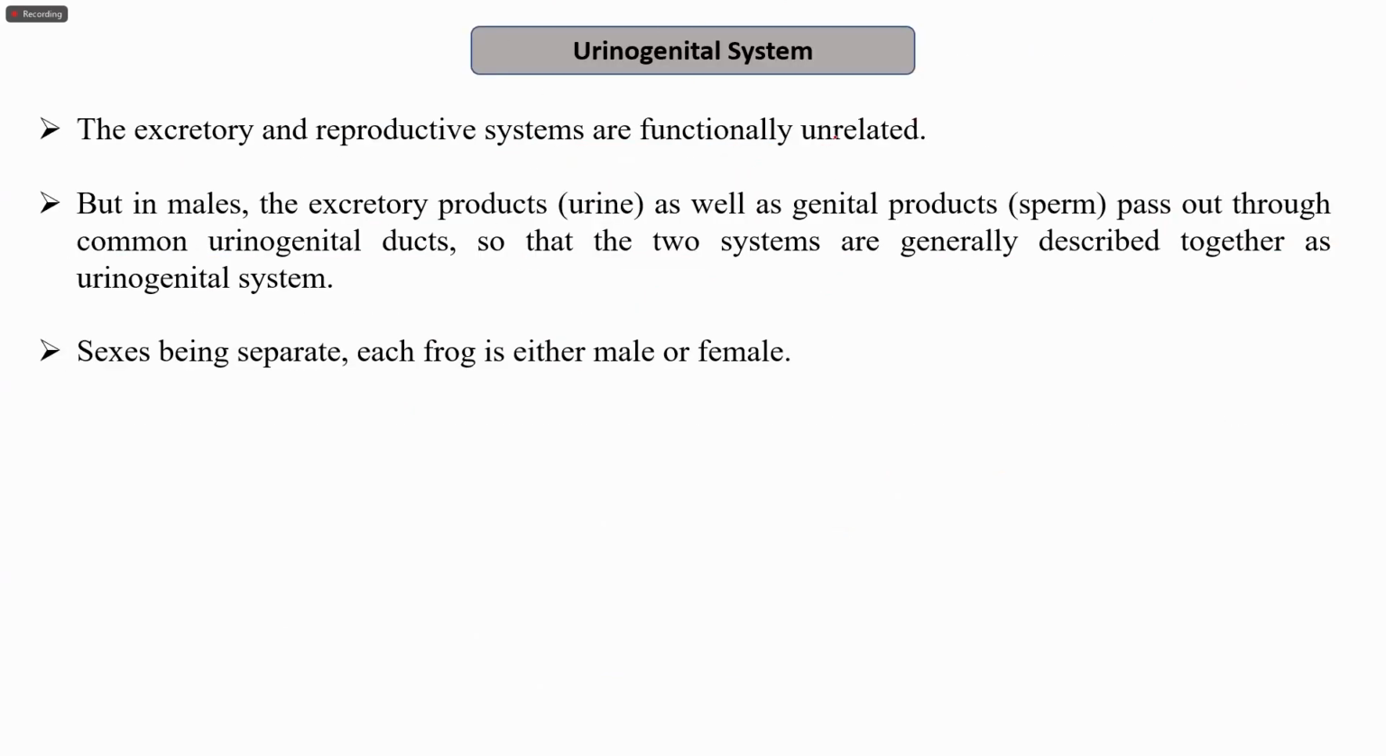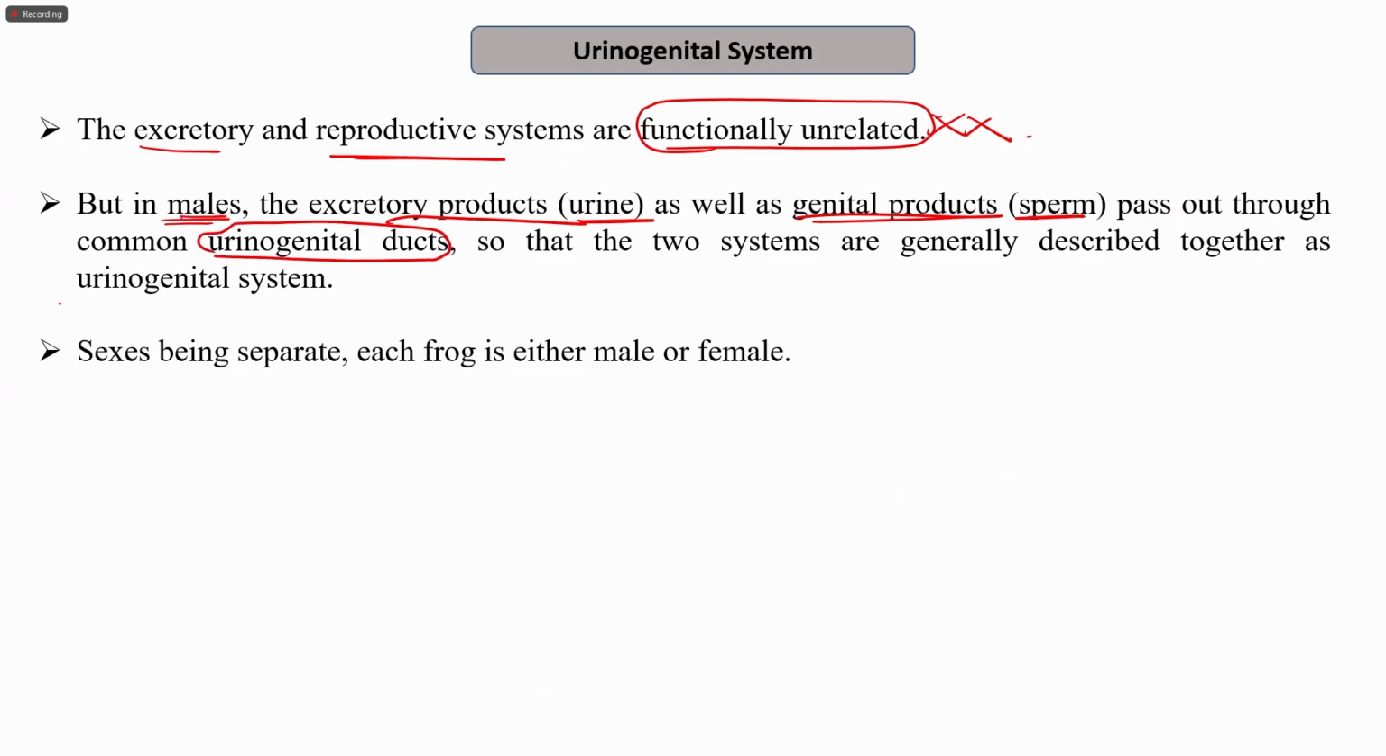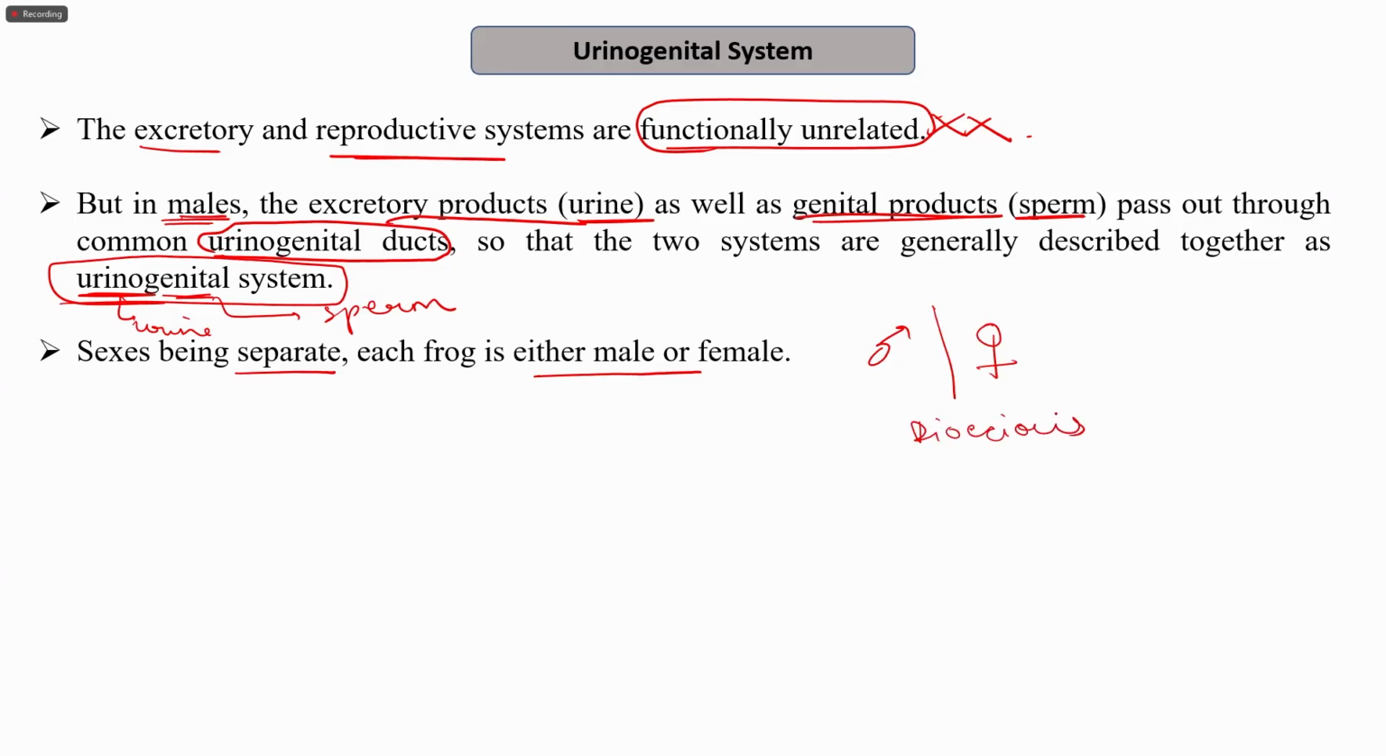The next is the urinogenital system. So the excretory and reproductive systems are functionally unrelated. They are not functionally related. But in males, the excretory product, that is the urine, as well as the genital product, which is the sperm, passes out through a common urinogenital duct. Therefore, these two systems are together called the urinogenital system. So urino for urine, genital for the genital products like sperm. Sexes are separate. Each frog is either a male or a female. So we have a male and a female frog. It is dioecious. Sexes are separate.